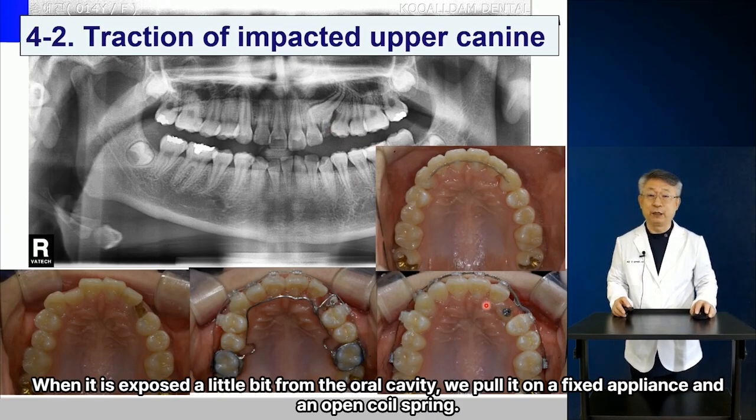When it is exposed a little bit from the oral cavity, we pull it on a fixed appliance and an open coil spring.